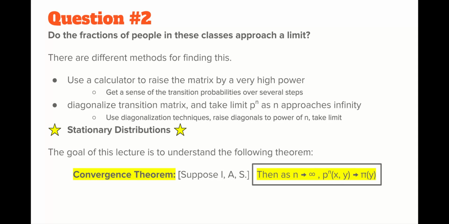So we suppose I, A, and S, which is a bit complex, and we're not going to have time to go through all the prerequisites of this hypothesis, but our social mobility chain does in fact meet this hypothesis. So we're mostly concerned about the fact that as n approaches infinity, the nth power of our transition matrix converges to something called pi.